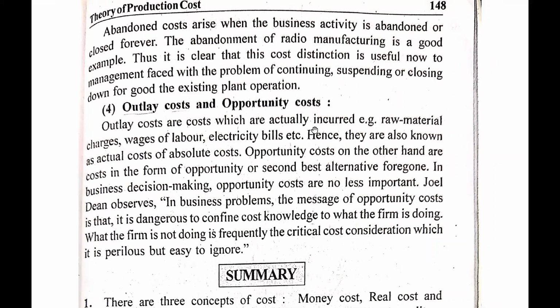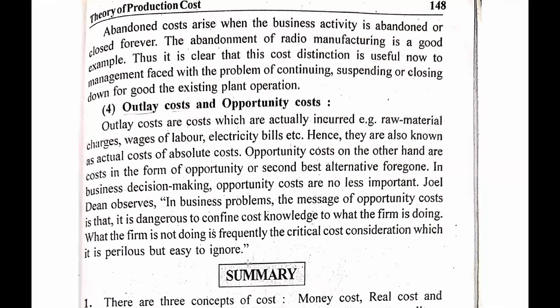Outlay costs are the costs which are actually incurred. For example, raw materials charges, wages of labor, electricity bills, etc. Hence, they are also known as actual cost or absolute cost. Opportunity cost, on the other hand, is the cost in the form of the opportunity or second best alternative foregone. In business decision making, opportunity costs are no less important. Joel Dean observed that in business problems, the message of opportunity cost is that it is dangerous to confine cost knowledge to what the firm is doing. What the firm is not doing is frequently the critical cost consideration, which it is perilous but easy to ignore.